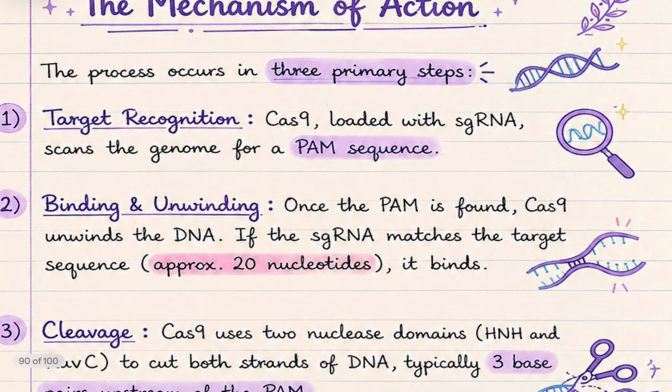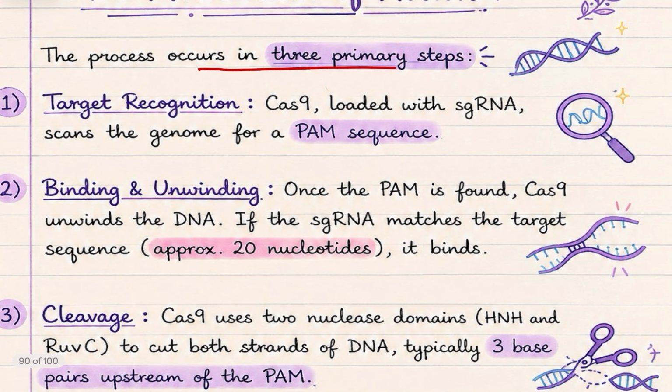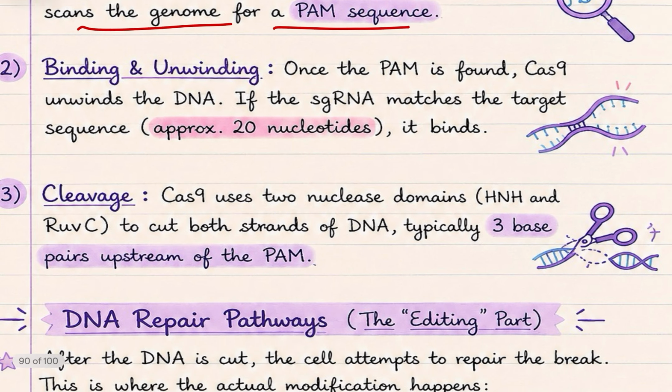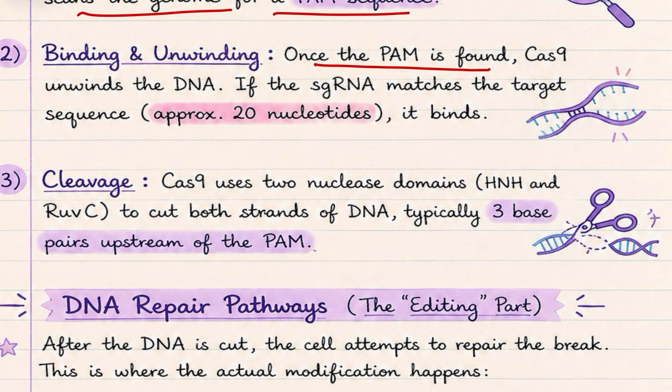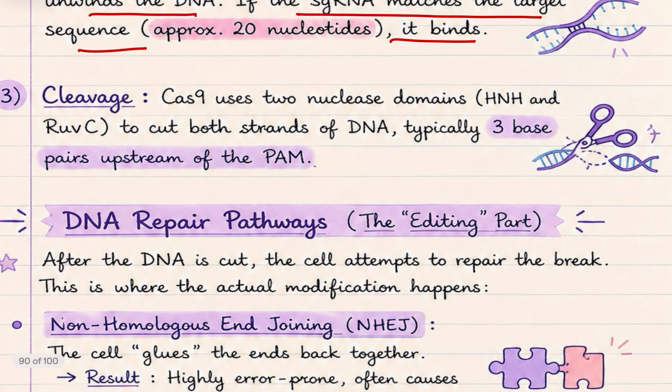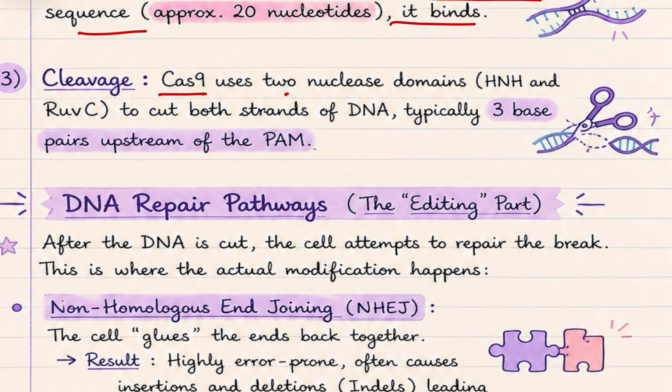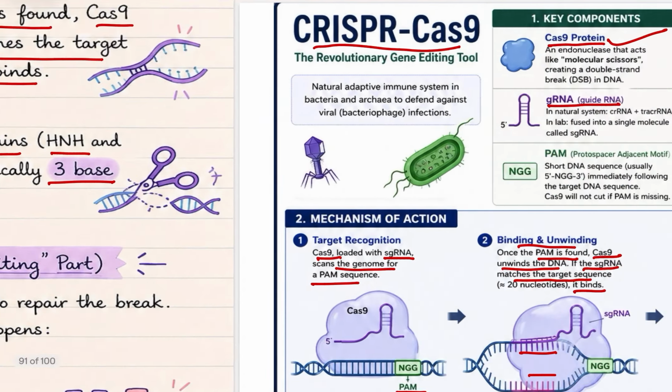The mechanism of action: the process occurs in 3 primary steps. First one, target recognition. Cas9 loaded with sgRNA scans the genome for the PAM sequence. Second one, binding and unwinding. Once PAM is found, Cas9 unwinds the DNA. If the sgRNA matches the target sequence, it binds. Third one, cleavage. Cas9 uses two nuclease domains, HNH and RuvC, to cut both the strands of DNA, typically 3 base pairs upstream of the PAM.